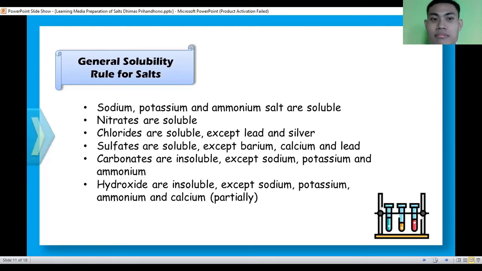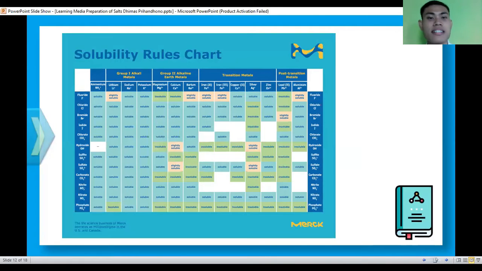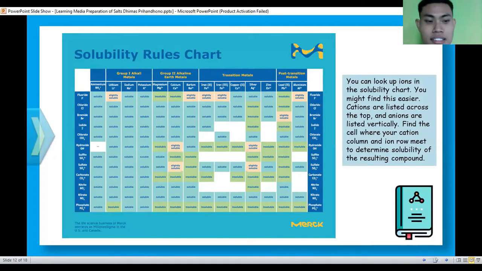Okay, thank you, Patrida. So, this is the solubility rules chart. Its function is to make it easier for us to determine the solubility characteristics of salts. How to read it? You can look up ions in the solubility chart. You might find this easier. Cations are listed across the top, and anions are listed vertically. Find the cell where your cation column and anion row meet to determine the solubility of the resulting compound.